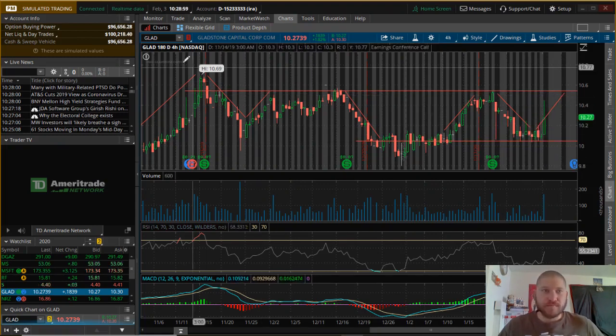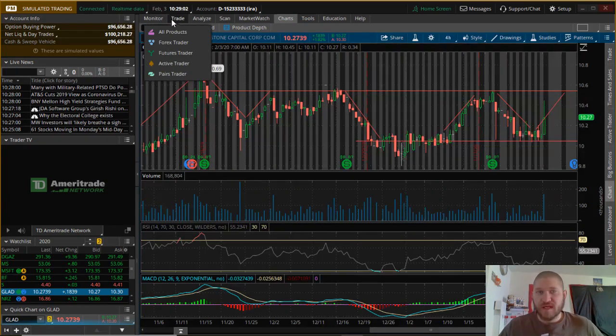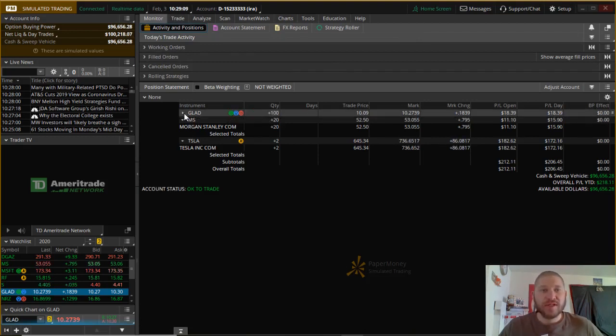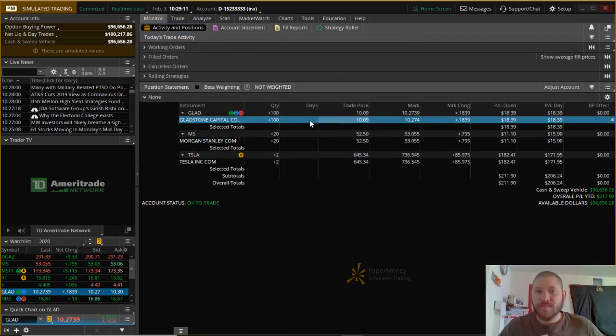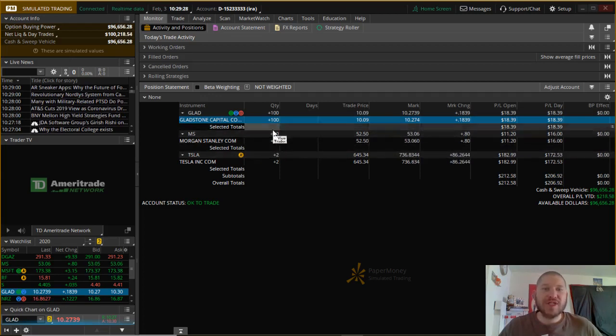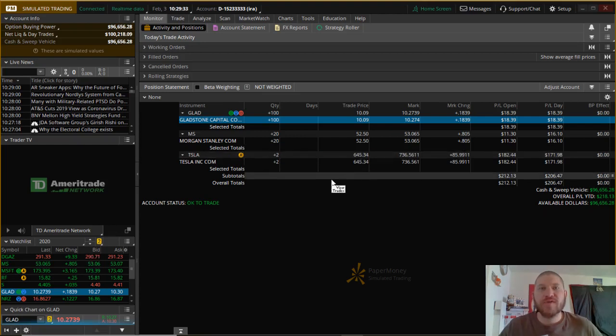Now, I got in on this company at the 10:09 mark for 100 shares here. Let's see if we can pull it up. It doesn't show equity, but basically on all three of these trades, I tried to be around $1,000. So Gladstone's at $10.09. I picked it up for 100 shares, so that was around $1,000. MS, $52 trading price, 20 shares, that's around $1,000. And then of course when I picked up Tesla here, it was around $1,200 or $1,300.